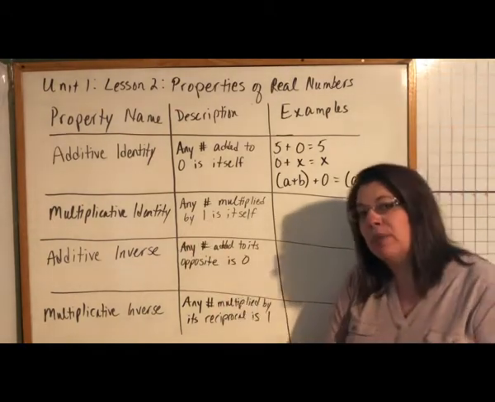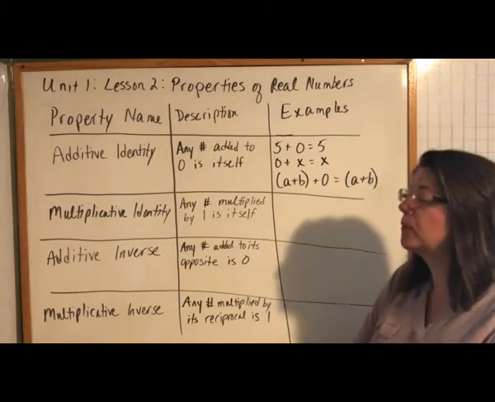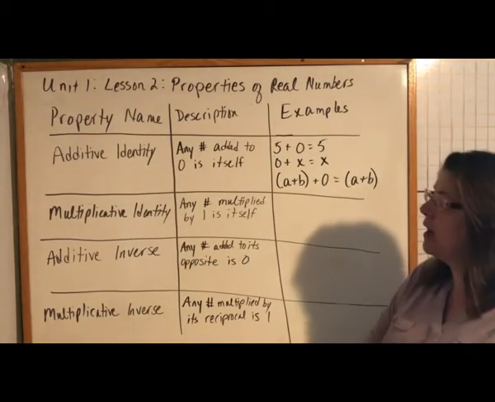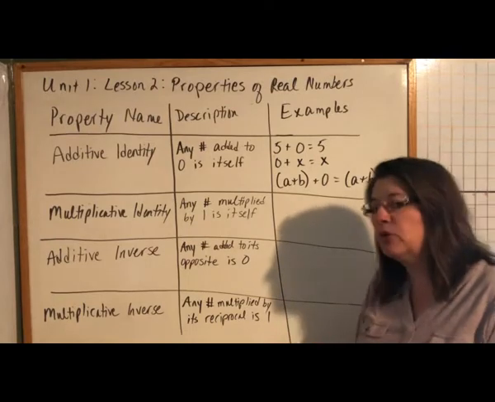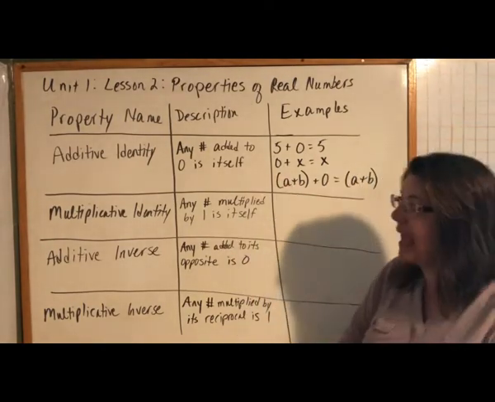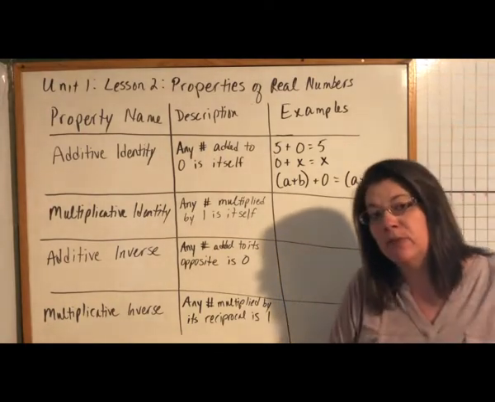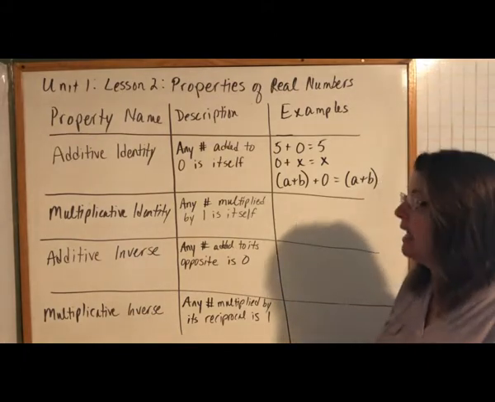Multiplicative identity property. The multiplicative identity element, earlier we said, was 1. So any number multiplied by 1 is going to be itself. It's very similar to the additive identity property, but the difference is we're using multiplication now and the multiplicative identity element 1.